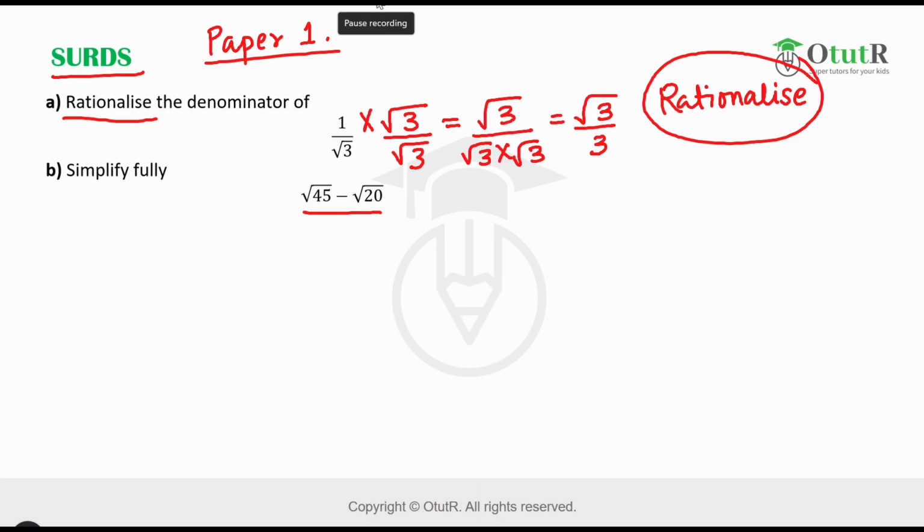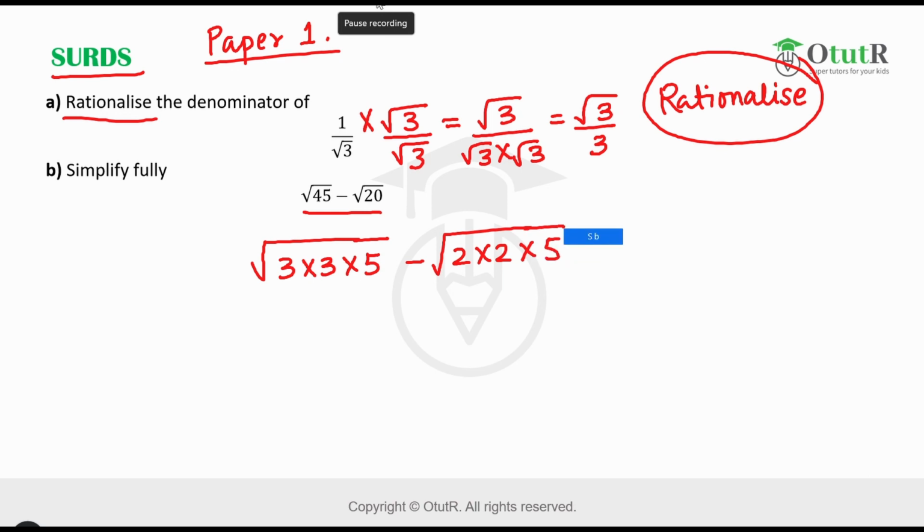For this question, what I'm going to do is split 45 into its prime components. So 45 can be written as 3 multiplied with 3 multiplied with 5, right? And 20 can be written as 2 multiplied with 2 multiplied with 5, right?